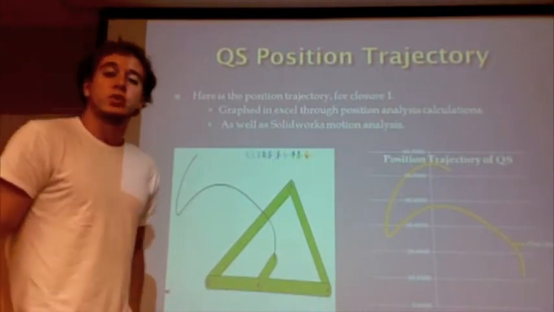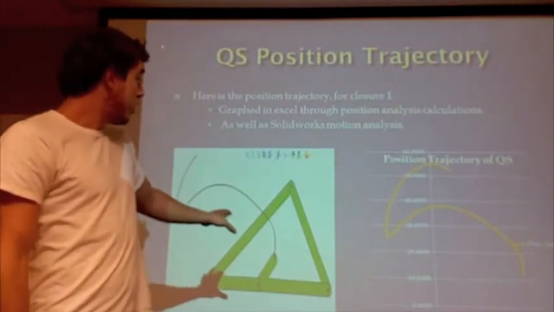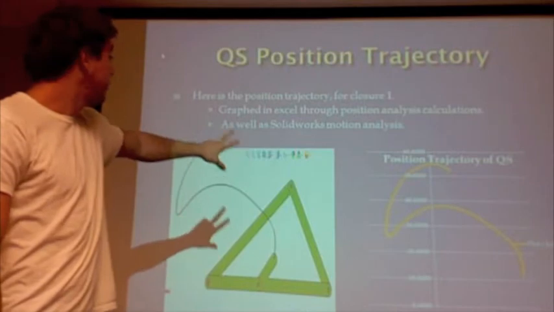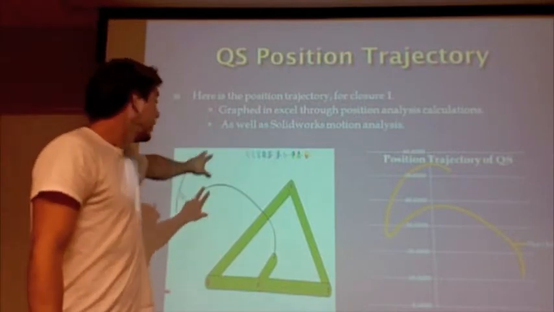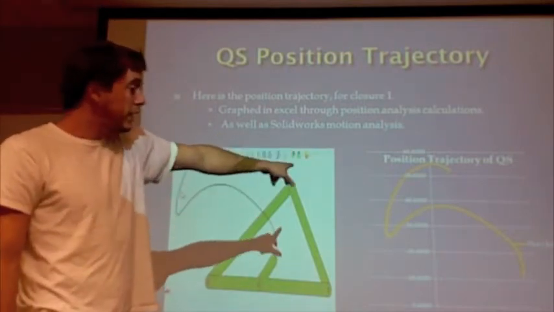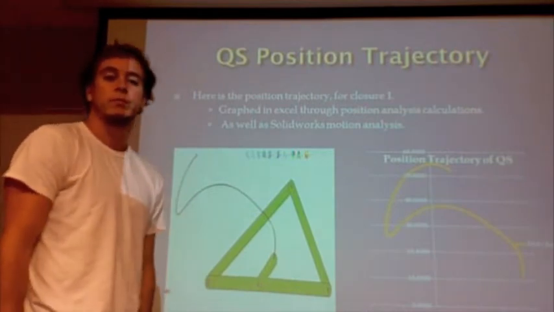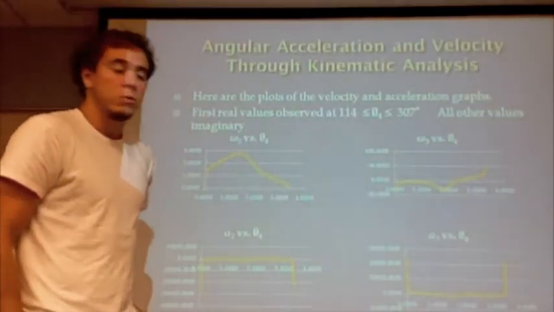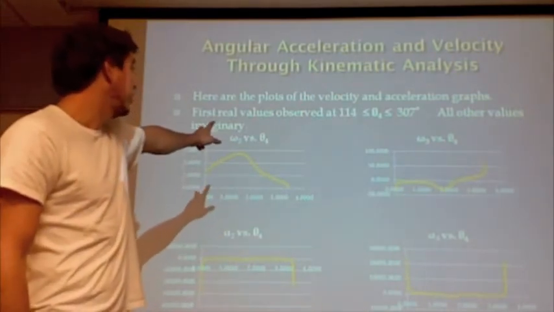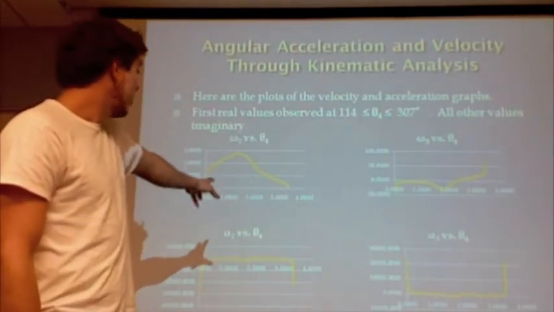The QS position trajectory. Here from this model on SolidWorks, we can see the path that the model did, which is pretty similar to the one done on paper and on Excel. Here are some graphs comparing the angular velocity and position, and acceleration and position.